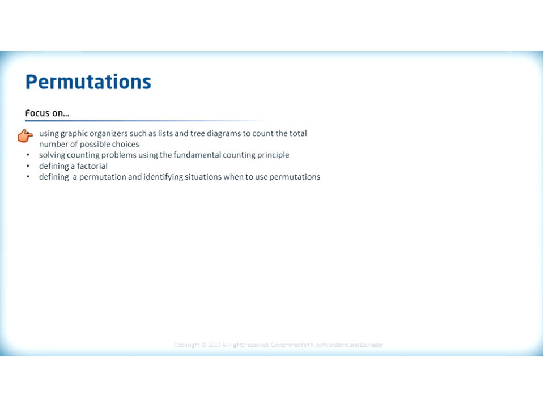Here we will focus on using graphic organizers, such as tree diagrams and lists, to count the total number of possible choices. We will also solve counting problems involving the fundamental counting principle. We will define a factorial, and we will also define a permutation and identify situations when to use permutations.